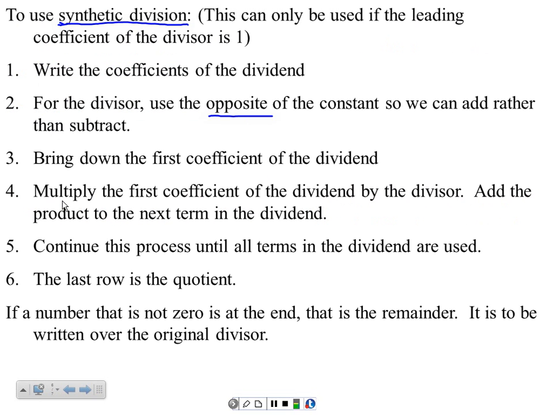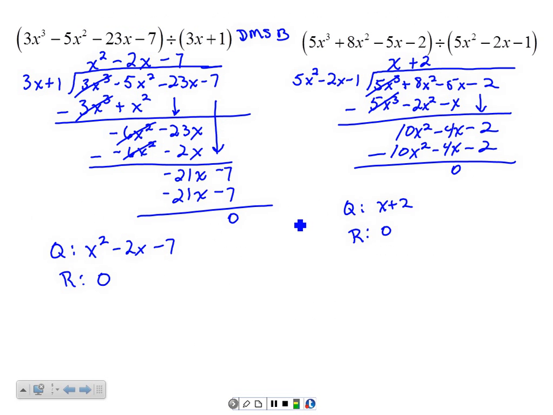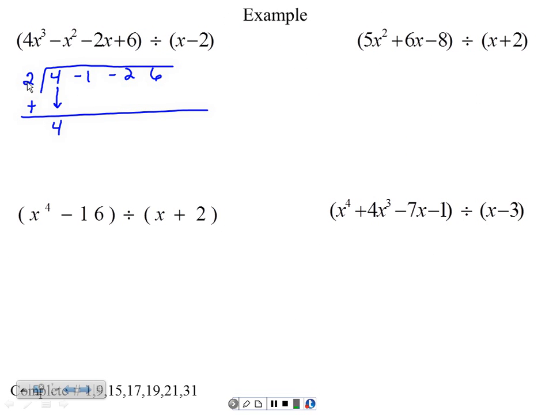Step number 4, multiply the first coefficient of the dividend by the divisor and add the product to the next term in the dividend. So a lot of terminology going on there. Basically what we're going to do is multiply 2 times this 4, and put it under the negative 1. So 2 times 4 is 8, and put it under the negative 1. And then we're going to do what this sign tells us to do. We're going to add. Negative 1 and 8 is going to be 7.